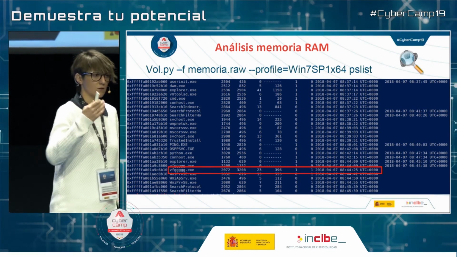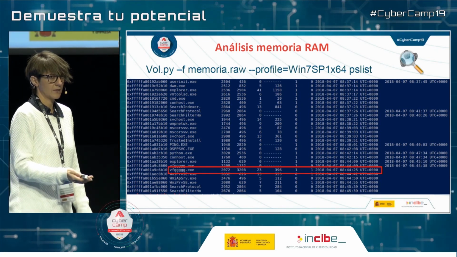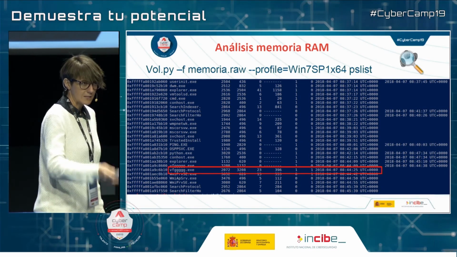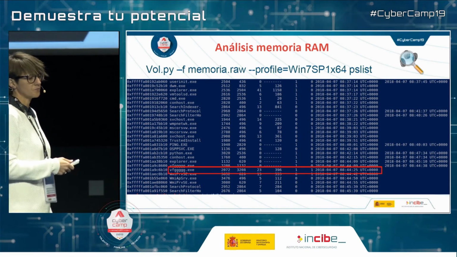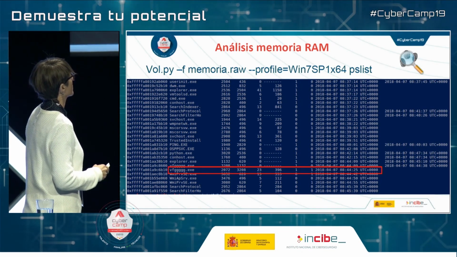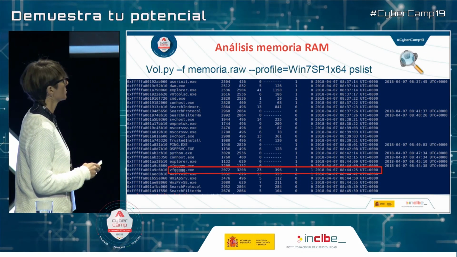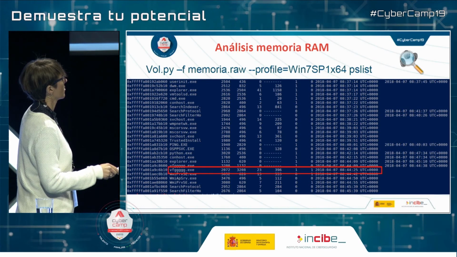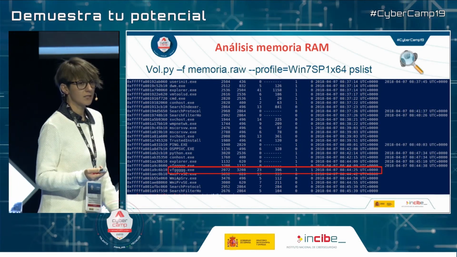Volatility has different plugins, and depending on the plugins that it's executing, it will return a different result for the RAM. So pslist, this command, what it does is to extract a list of all the processes that are contained in that RAM. So on this column, we have all the processes with the offset. This is the process identifier, father process identifier, when it was created, when it finished.